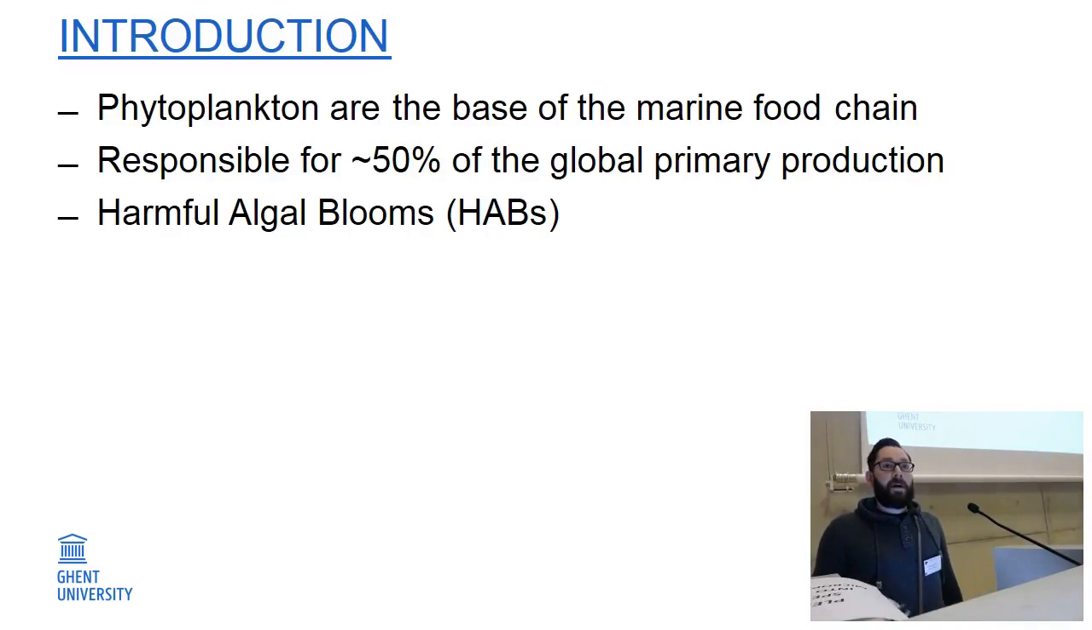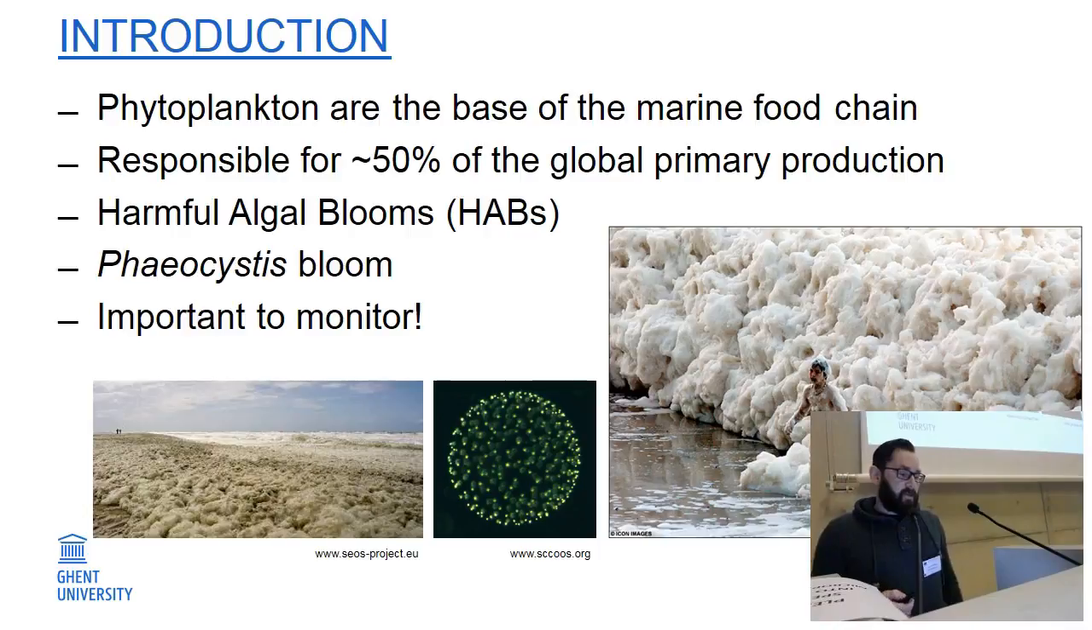So, phytoplankton are the base of the marine food chain, and they are responsible for roughly 50% of the global primary production. But there are also some harmful algae species which can produce toxins, produce anoxic conditions, and block available sunlight for other species. One of these harmful algal species that is present in the Belgian coastal zone is Phaeocystis.